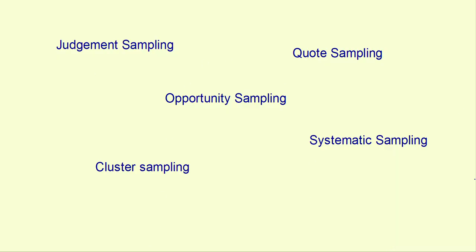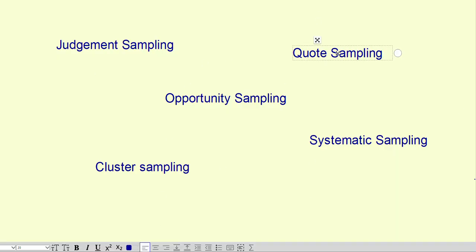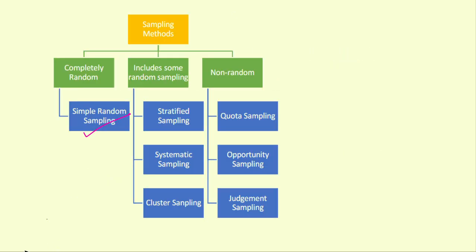As I've said, these are all the different ones that you kind of need. So I'm going to just change that to an A. Judgment, opportunity, quota, systematic and cluster. As I said, I will cover stratified sampling, but in a different section.